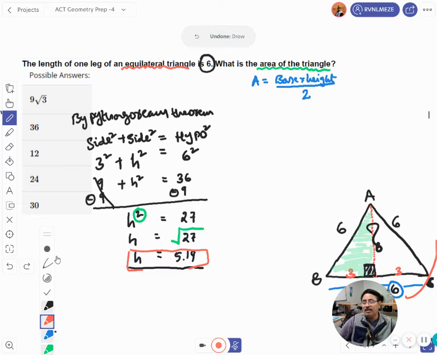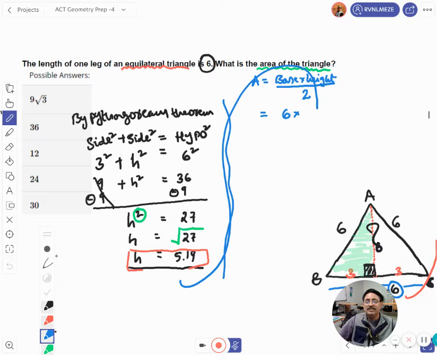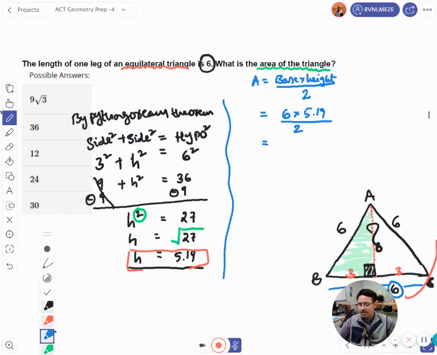Let me take area equals base is 6 units, and height, as I mentioned before, is 5.19, over 2. You may make use of a calculator. 5.19 times 6 divided by 2, yeah, 15.58. So 15.58 square units is the area of this.